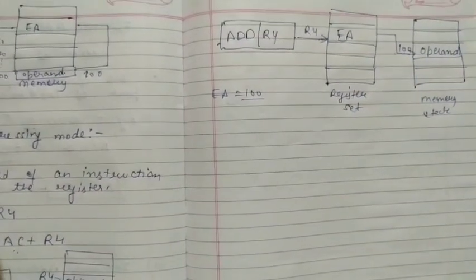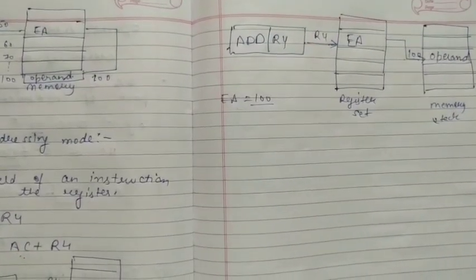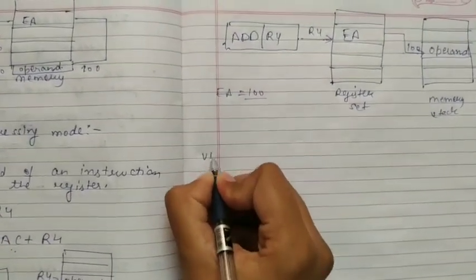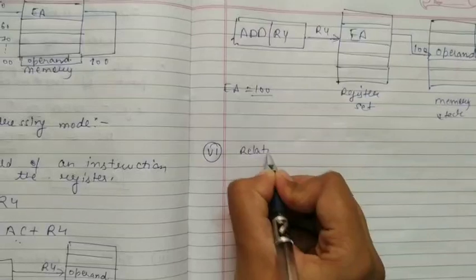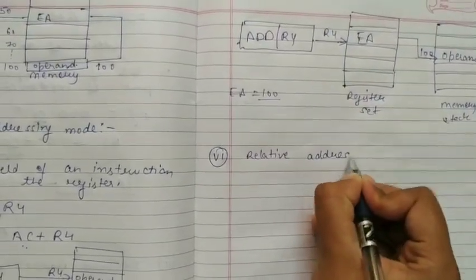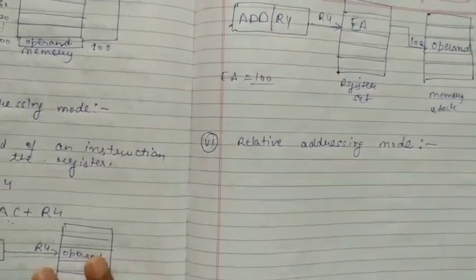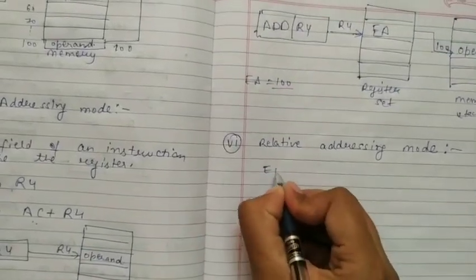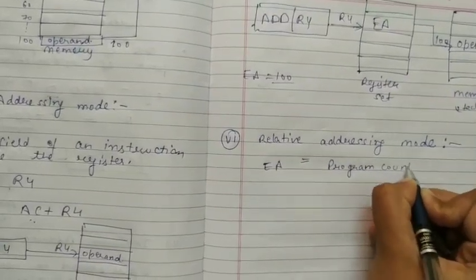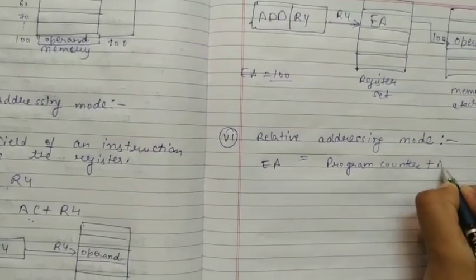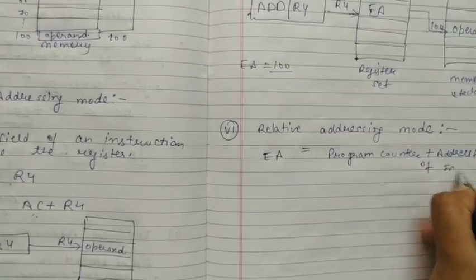So these are the 5 basic addressing modes. These are generally supported by most CPUs. Another addressing mode is as follows. Next one is the relative addressing mode. What the relative addressing mode says is that the effective address will be equal to the program counter plus the address field of the instruction.